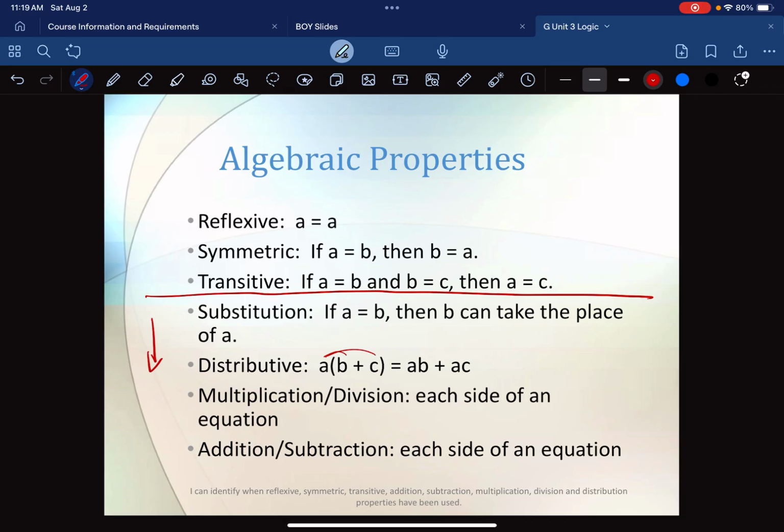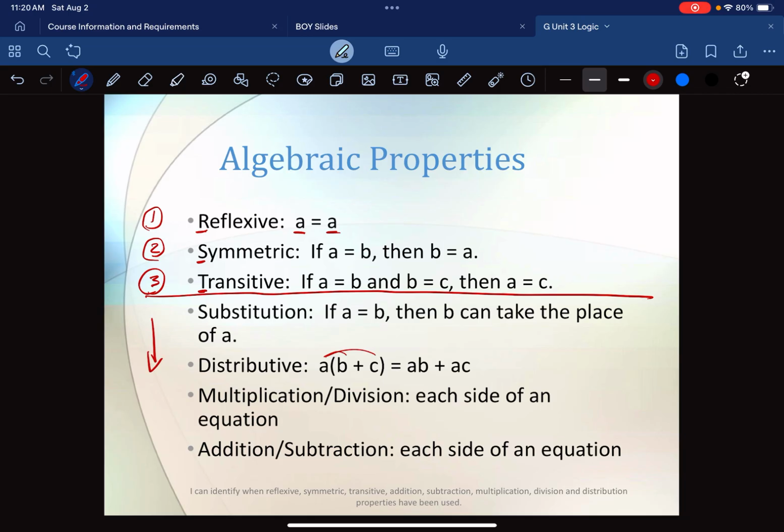And so I like to use the memory device 1, 2, 3, RST. So the reflexive property really just compares one thing to itself and says any value is equal to itself. So any value of A is equal to A. That's all that says. I know it sounds like a silly rule, but just take that as an easy question, and you get a point for knowing it.